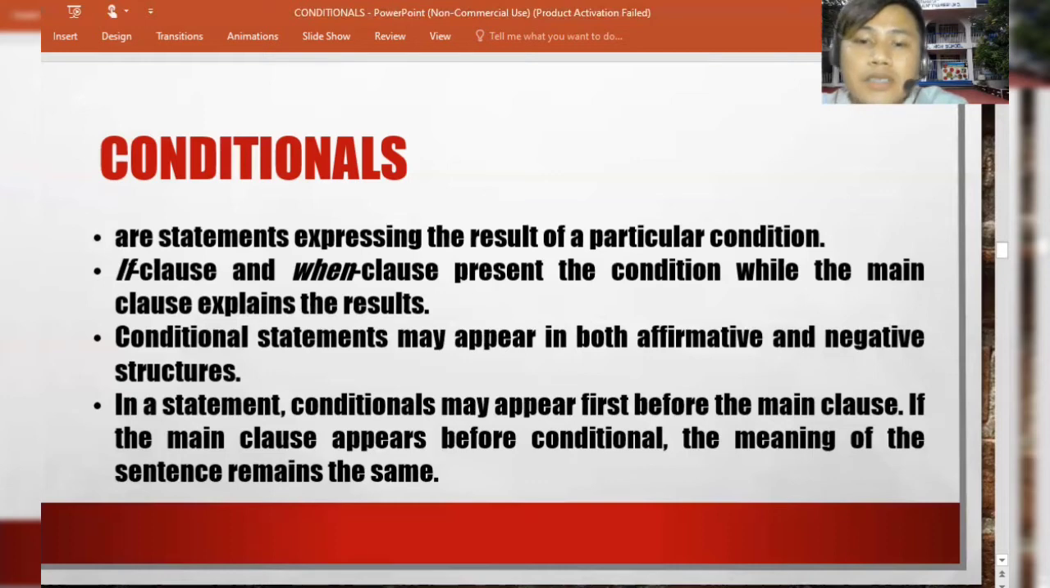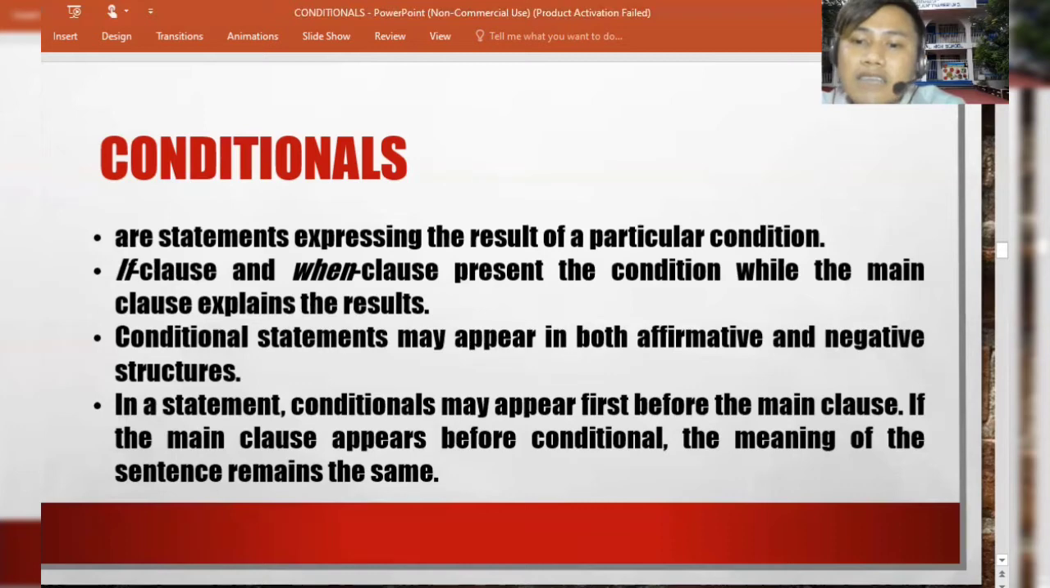So conditional statements may appear in both affirmative and negative structures. When we say affirmative, it has something to do with agreeing on something. It's not synonymous to positive. It's like you agree, you affirm, and that's it. We also have the negative structure. There is negation in our sentence.